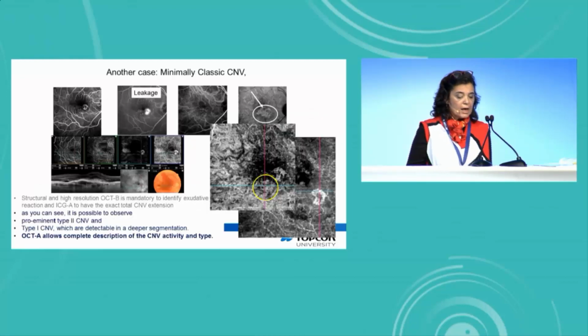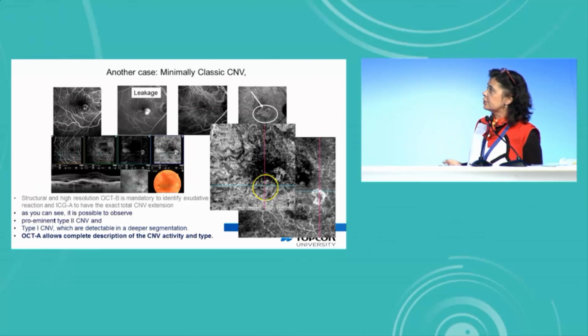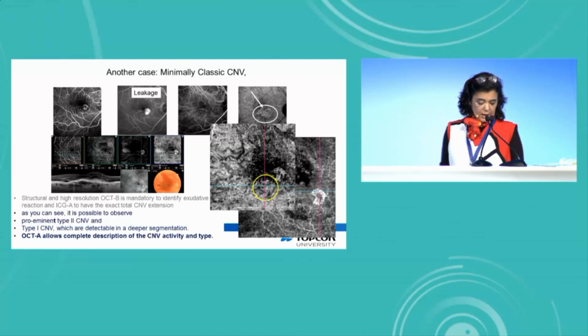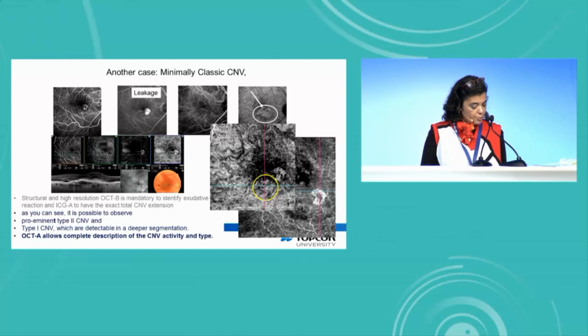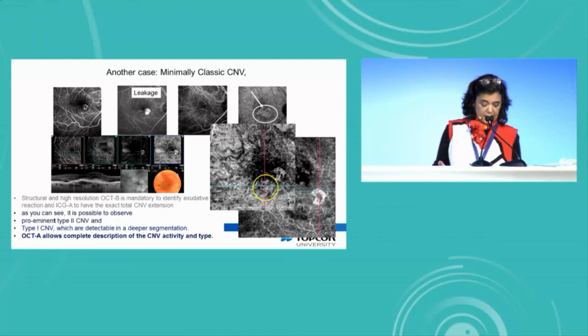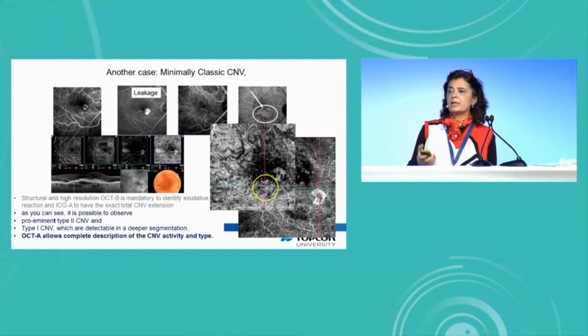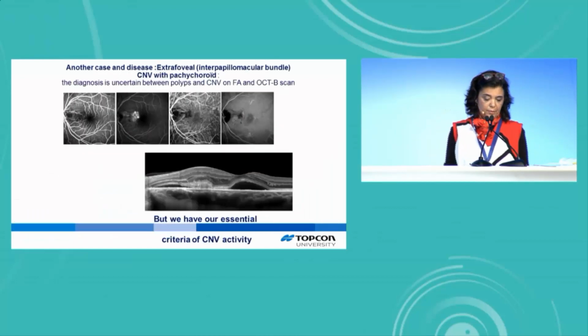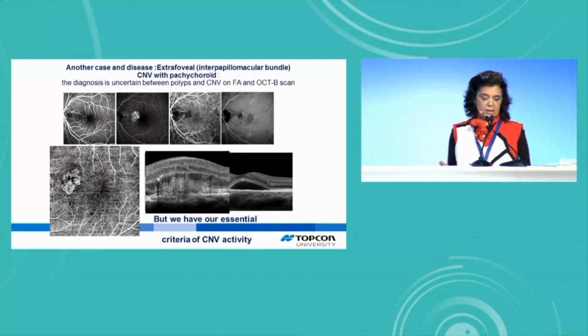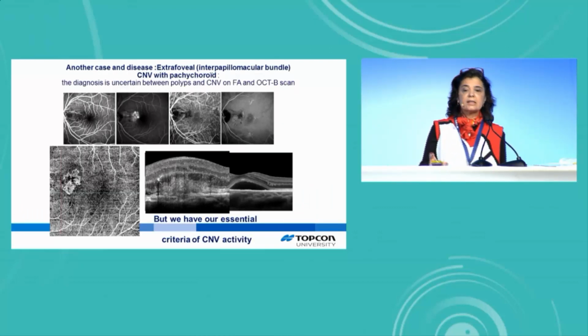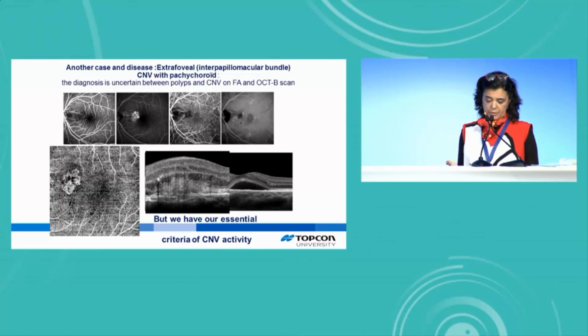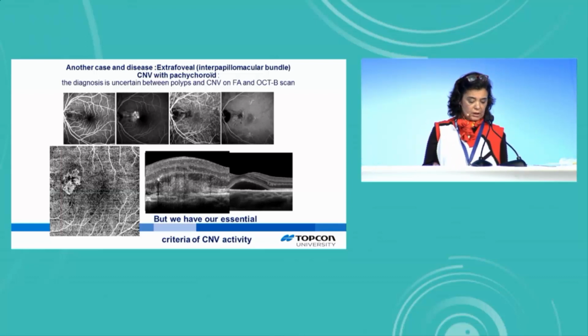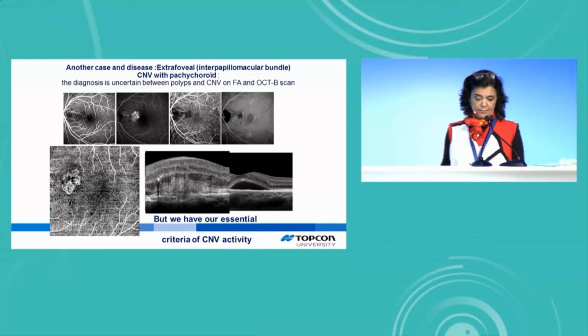angiography. Another case, minimally classic with leakage on FA, plaque at late phase on ICG, and as you can see, it's also possible to observe prominent type 2 CNV and in a deeper segmentation type 1 CNV. OCT angiography allows complete description of the CNV activity and CNV type. Another case: the diagnosis is uncertain between polyps and CNV on FA and OCT-B scan, but OCT angiography gives the diagnosis of CNV.